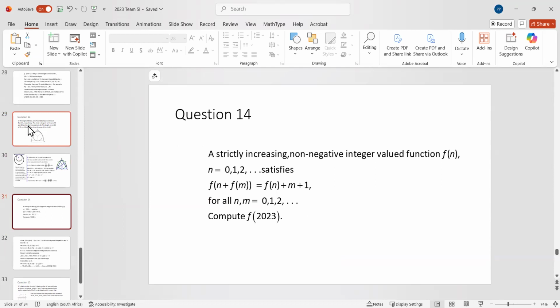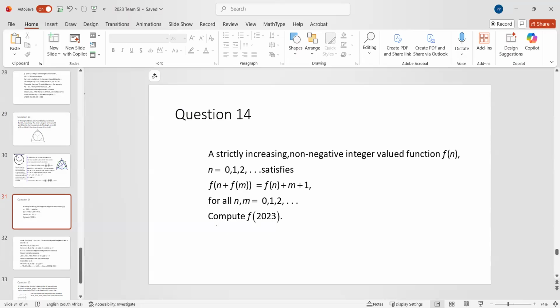Question 14 reads the following. A strictly increasing non-negative integer valued function f(n) satisfies this. You've got a funny looking equation here: f(n) + f(m) = f(n + m + 1).